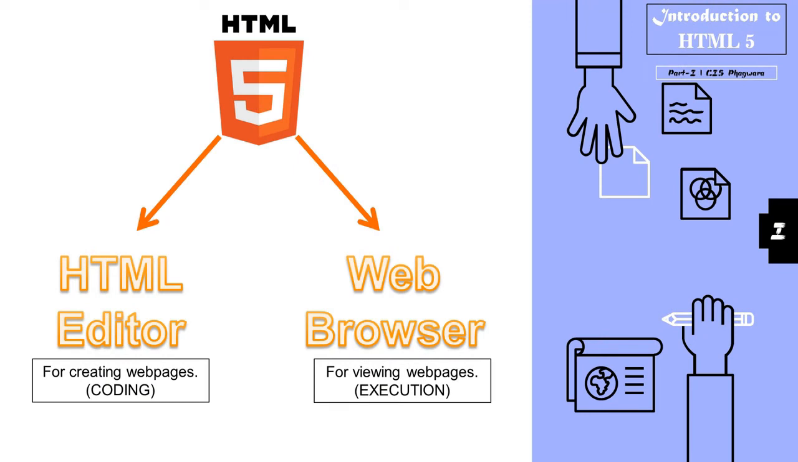So now we will learn about what are the tools that are required to run an HTML web page. First of all, we have to create it. There's no alternative to it. But how can we create it? We can create a web page using an HTML editor. And similarly, to run that created web page, we need a web browser. We all open websites on web browsers. Examples: Chrome, Safari, Internet Explorer, Mozilla Firefox, etc.